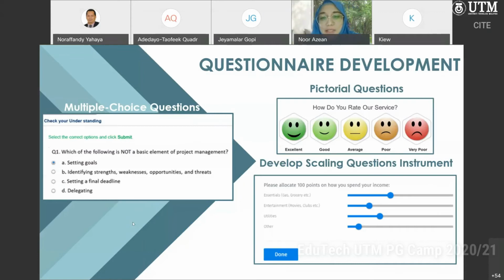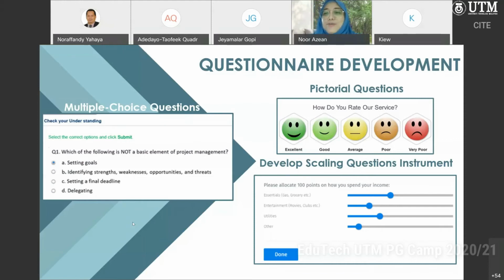Please allocate 100 points on how you spend your income: essentials, entertainment, utilities, and others. So most of the time, which one will they allocate their income to, right? This one is also easy for them to illustrate what they actually refer to. And number three, I love this one, pictorial questions. Because we are a multimedia methodology, we love to use this one.